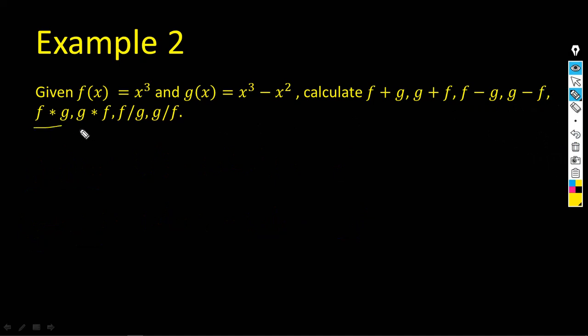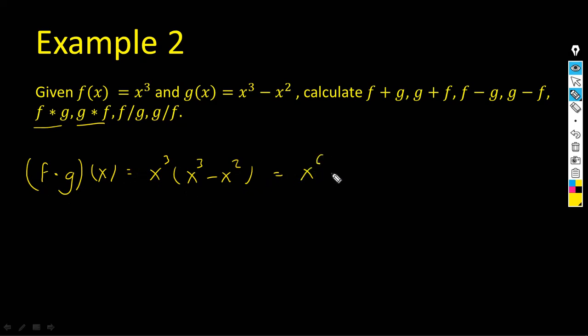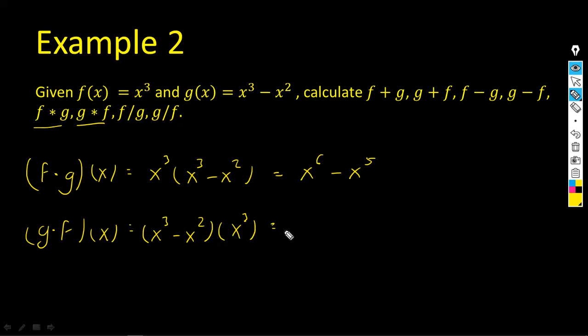Same with these two, f times g and g times f. So very quickly, f times g is equal to x to the cube times x to the cube minus x squared. And let's simplify this. We get x to the 6 minus x to the 5. Perfect. Now let's do g times f of x. That's going to be x to the cube minus x to the square times x to the cube. And actually, we're going to get the same. Okay? As you can see. So multiplication is also commutative.